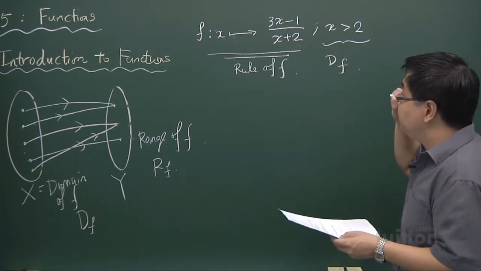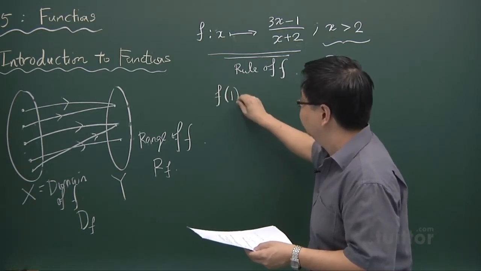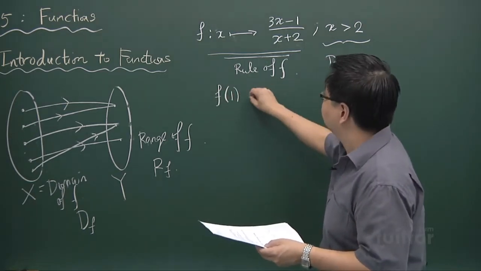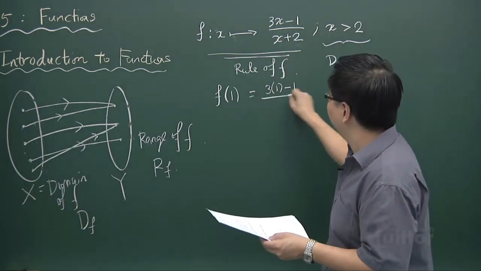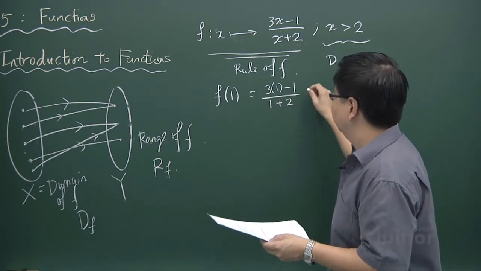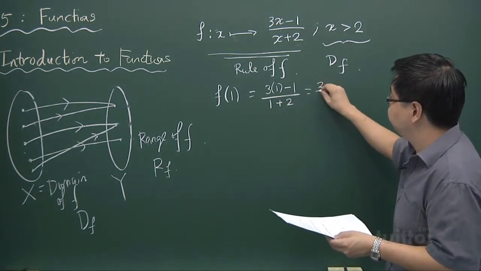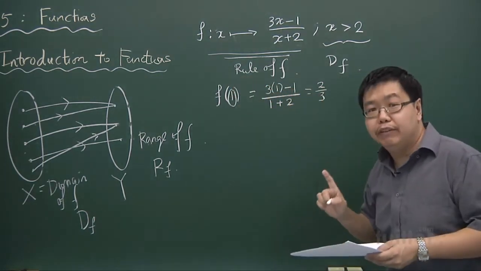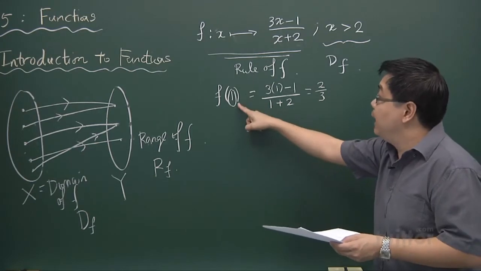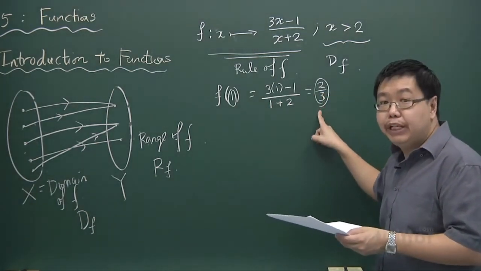So that means that, for example, if I want to map a value, say 1, it will be mapped into (3 times 1 minus 1) over (1 plus 2). That gives me (3 minus 1), 2, 2 over 3. So this value here is one of the elements in the domain of f. And this one is one of the elements in the range of f.